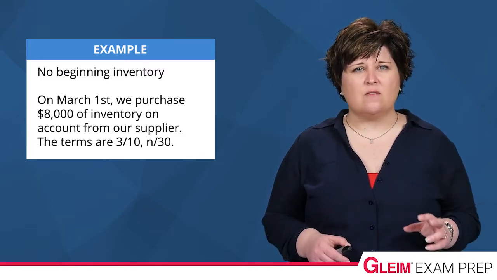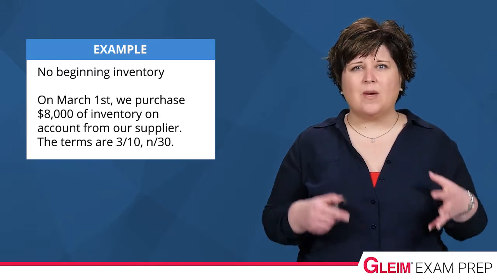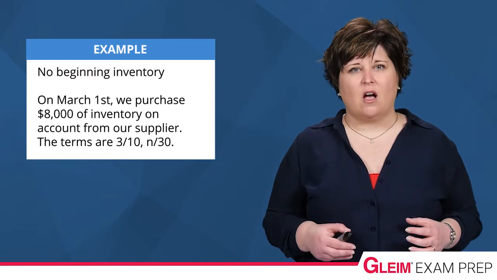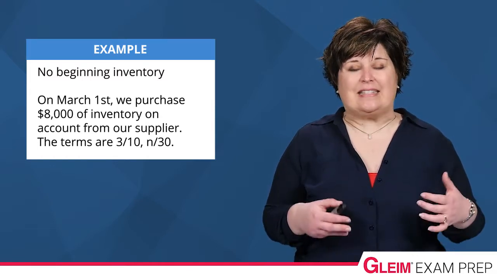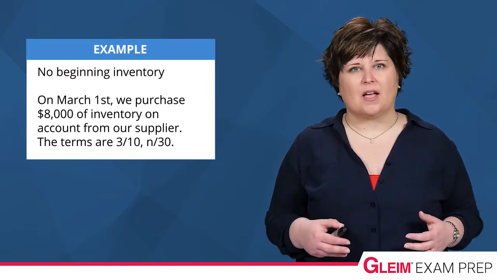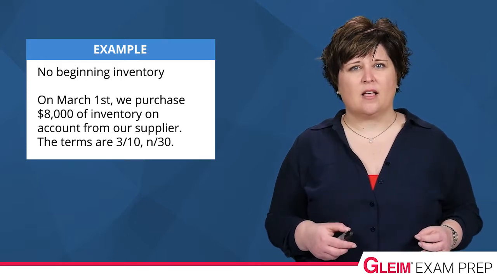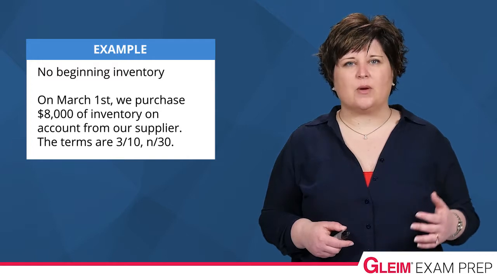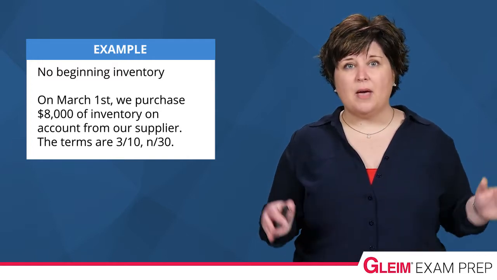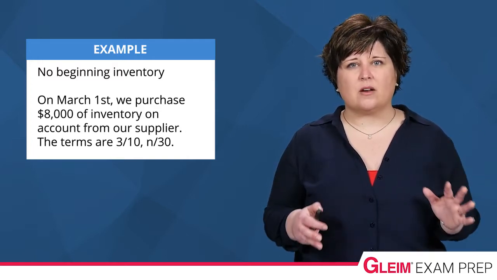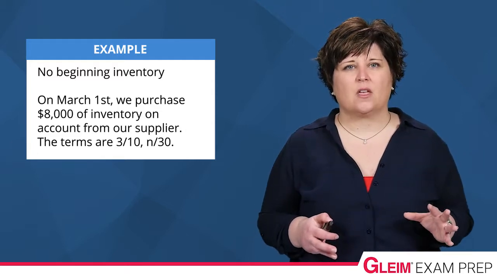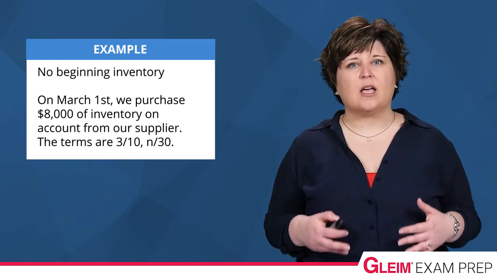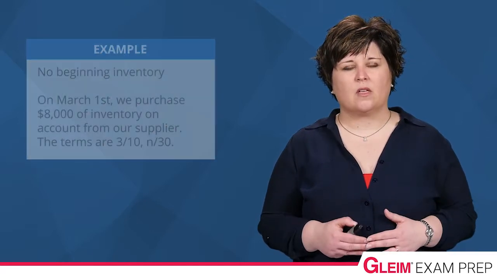Now, we purchased the inventory from our supplier, but we did not pay for the inventory at the time of the purchase. Our supplier has offered us incentive to pay quickly, as the terms are 3/10, net 30. That means if we pay within 10 days, we can take a 3% discount. Now, if we don't pay within the 10 days, the full amount is due within 30 days. When our supplier offers us a discount, this is called a purchases discount.